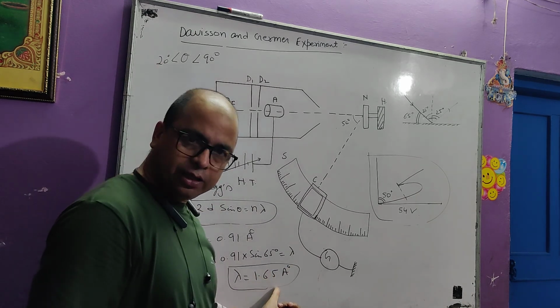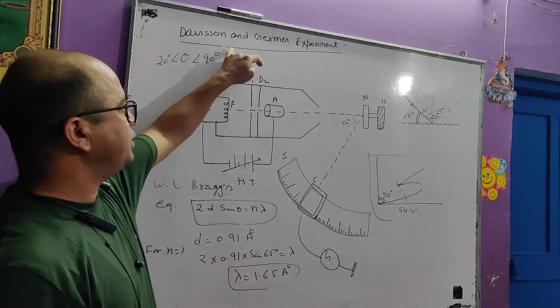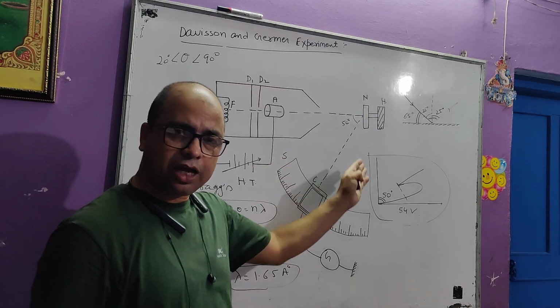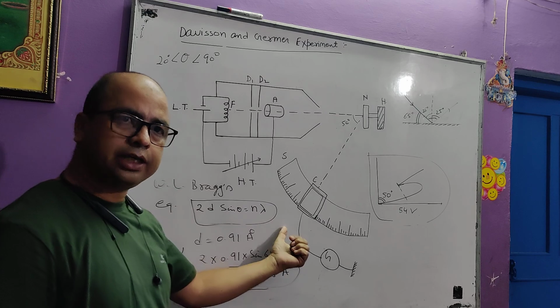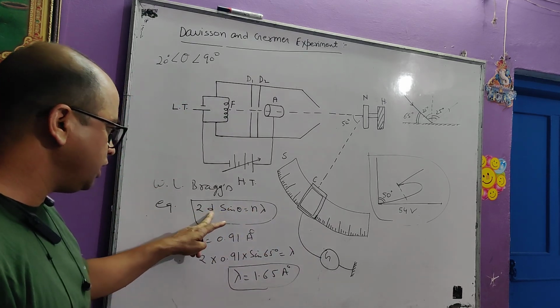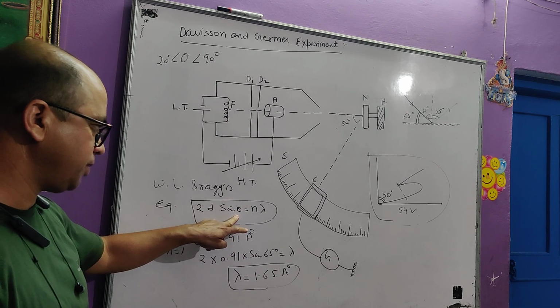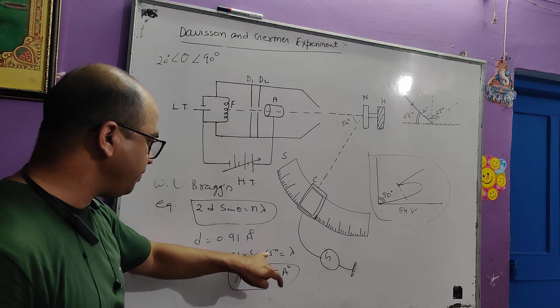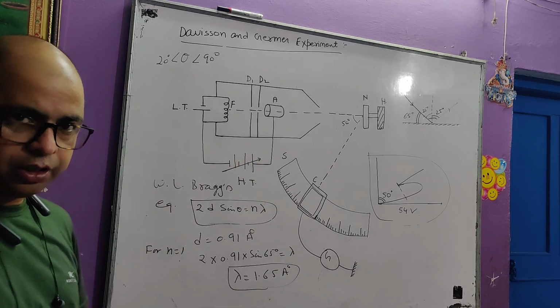This is the wavelength of the electron when Davisson and Germer considered the electron as a wave, and they used the formula 2d sin theta equals n lambda. This is the wave equation. In this equation, d is the interplanar spacing, which is 0.91, theta is the grazing incidence, which is 65 degrees. For first order reflection, lambda equals this much.